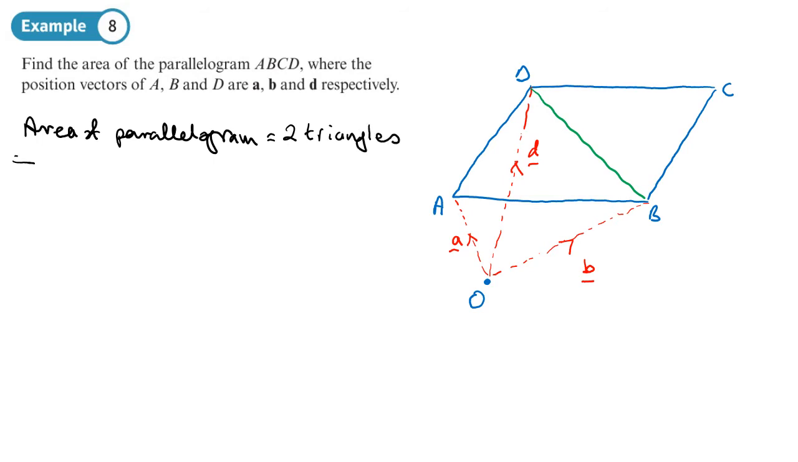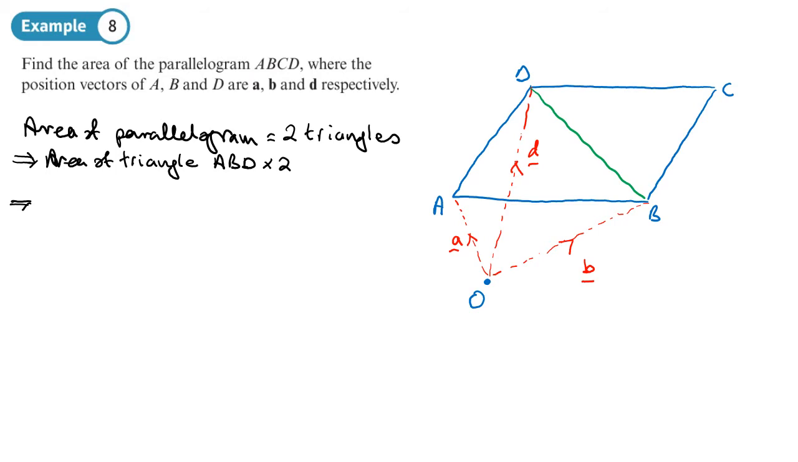So we can say that it's the area of triangle... Now, what have we got the vectors for? A, B, D. Triangle ABD times 2, because they're both going to have the same area. So triangle BCD is going to have the same area as ABD. Right, now how can we find the area of triangle ABD?